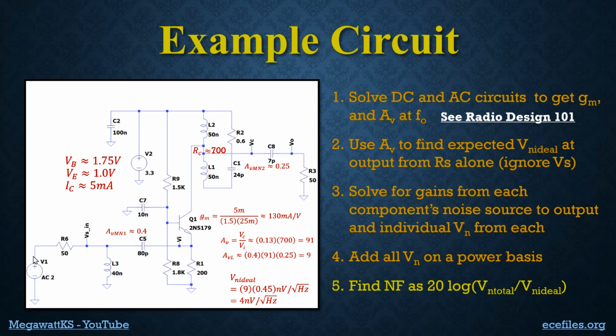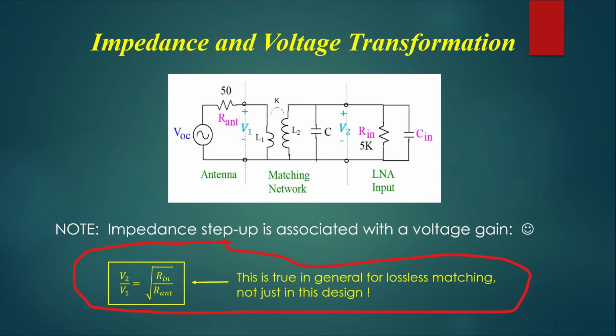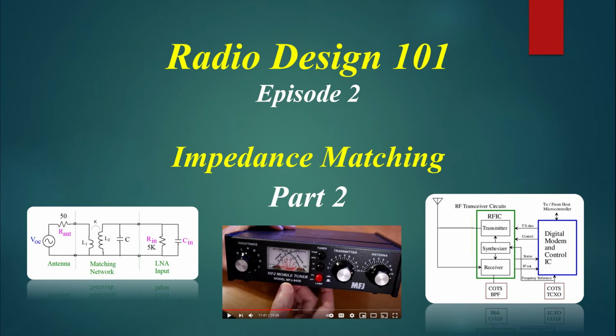But as the signal goes from the source into the amp, through the amp, and then to the output, we get a gain of 91 from here to here, but coming in, there's a gain in the matching network of about 0.4, because we're matching from 50 ohms down to 1/130 milliamps per volt. That works out to be 0.4 for the voltage gain in the L3C5 matching network. Again, see Radio Design 101 for where that comes from, the lecture on matching network design.